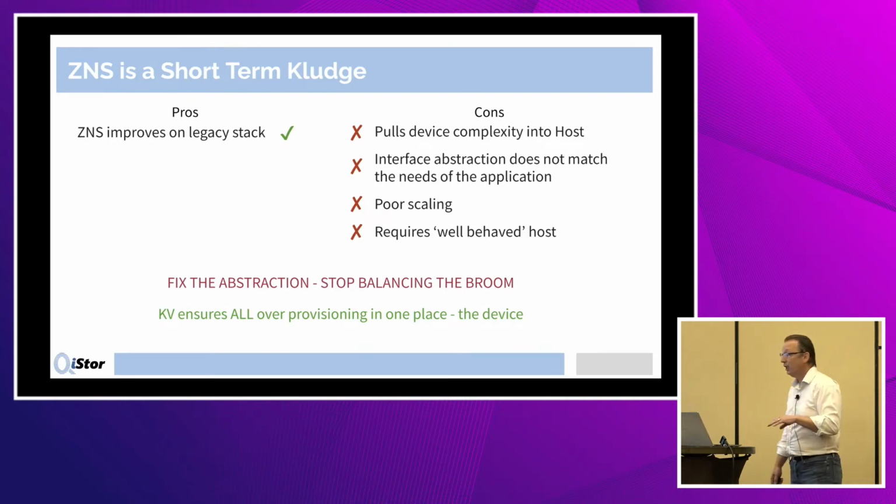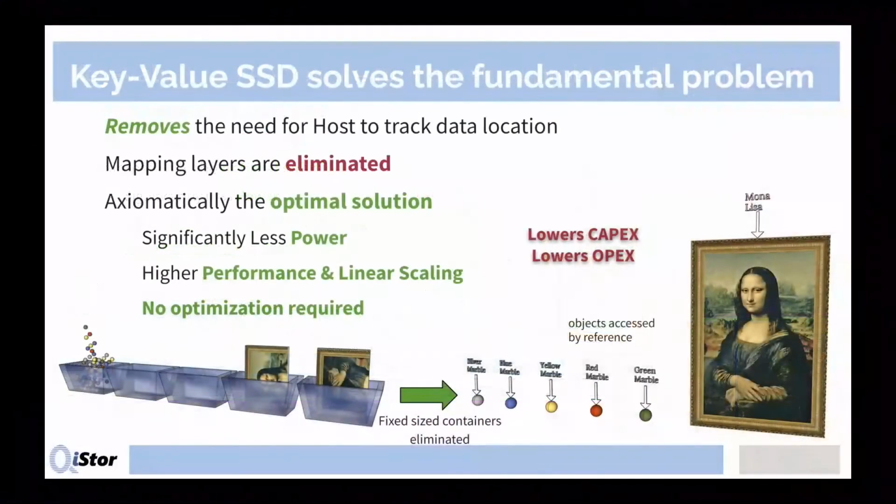So my contention here is fix the abstraction, stop trying to balance the broom, and make sure that with the KV SSD, we can put all the over-provisioning in one place, the device, axiomatically the best solution. So a key value SSD solves this fundamental problem. It removes the need for the host to track the data location. That one thing, if I don't need to track the location, I don't need to allocate, I don't need to do garbage collection, I don't need to have any metadata on where I kept stuff. So these mapping layers are now eliminated, not minimized, eliminated. So again, this is axiomatically the optimal solution. You can't do better than this.